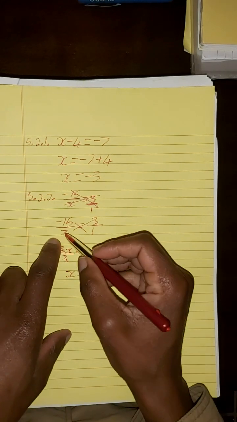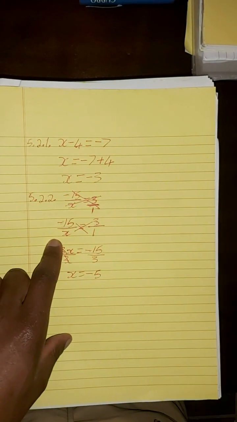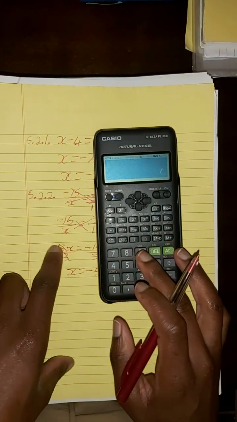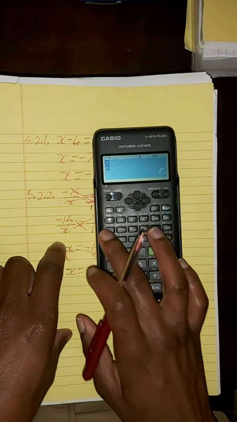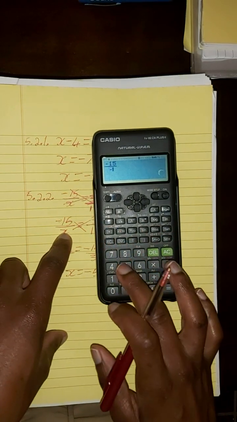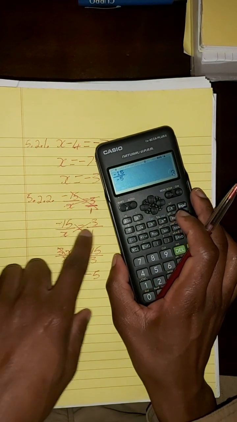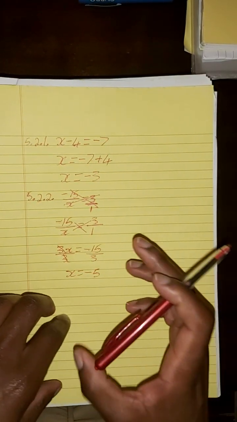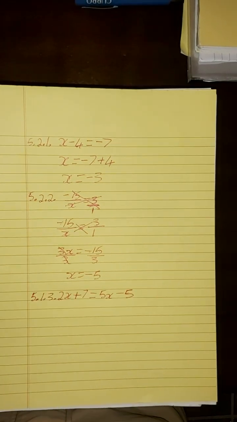Let's test. If I put x here to check if I'm going to get this, you'll see that my answer is actually correct. So where I see x, I'm going to put a negative 5. So I have negative 15 divided by the x I just got, which is negative 5, and my answer is 3. You see the left-hand side is equal to the right-hand side. That's how this actually works. Let's move on to the next problem.